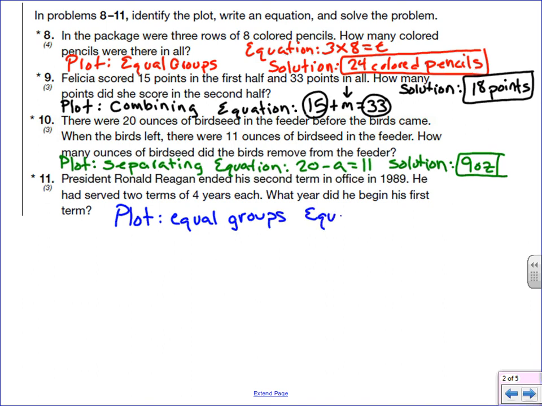And the equation for that is how many groups there are. So he had 2 terms, and they were 4 years each, so that gives you the total. So the solution for this is 8. So 8 years. Okay? But we're not done. They asked what year did he begin.